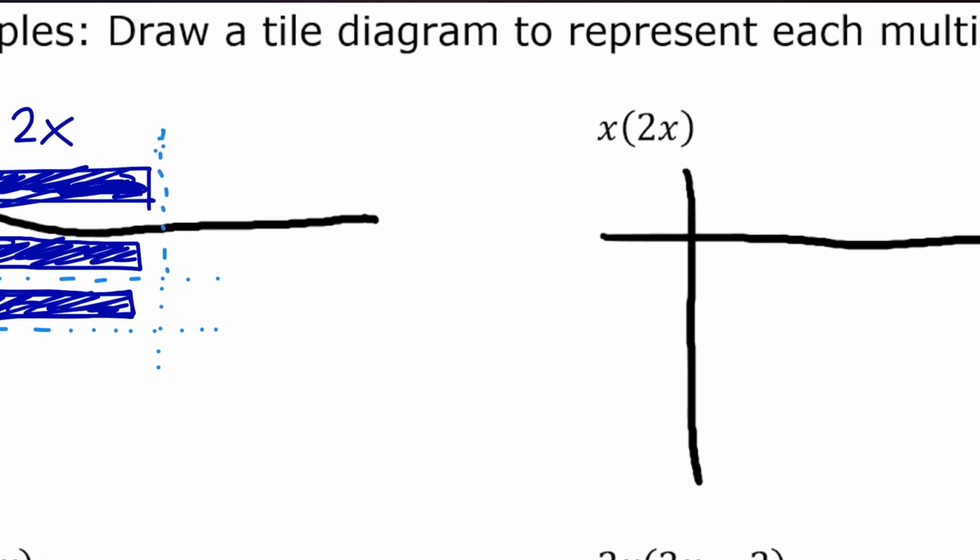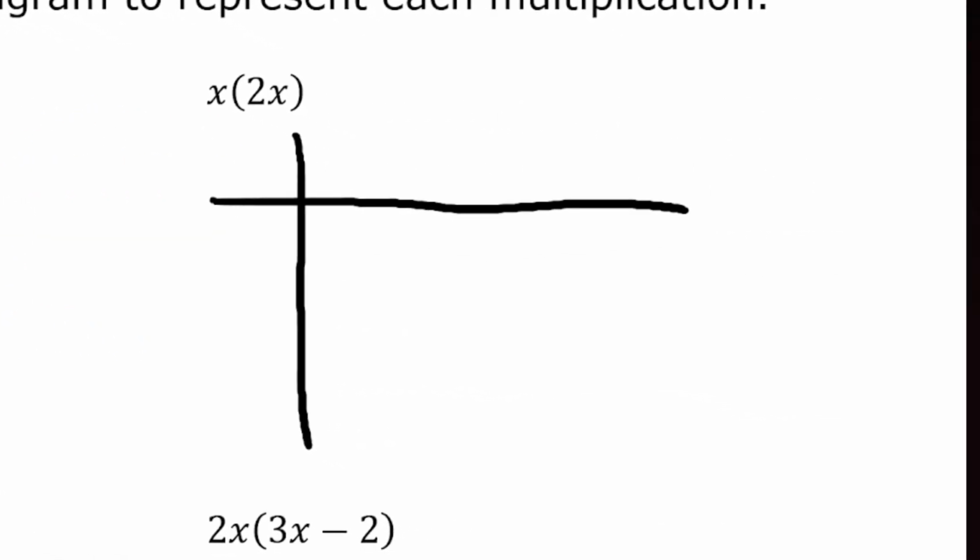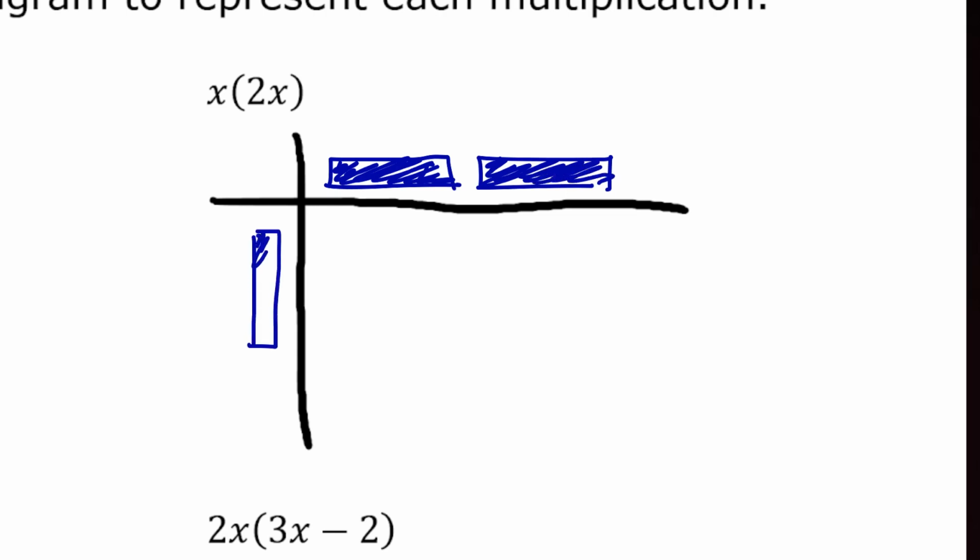All right, let's try another one. Now we're multiplying x times 2x. So let's go ahead and, you know what, I'm going to draw my two x bars across the top here, which means I need to draw a single x bar going down this way. And by the way, notice that I'm always drawing these x bars across the top flat, horizontally, and then this one along the left-hand side, I'm always drawing up, down, upright. And that's just the proper way of drawing these.